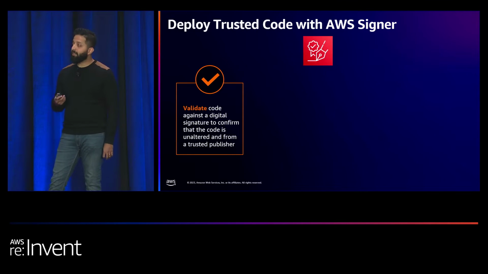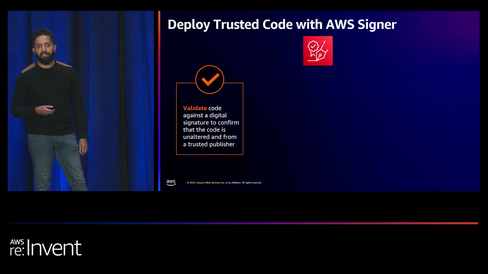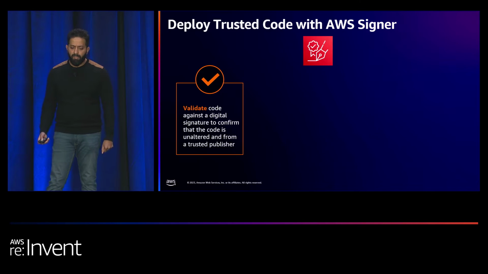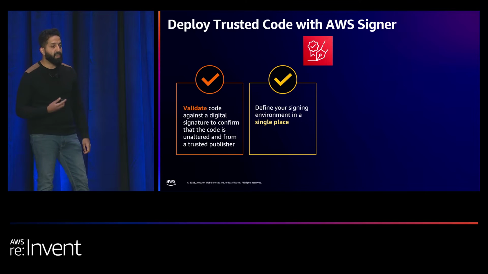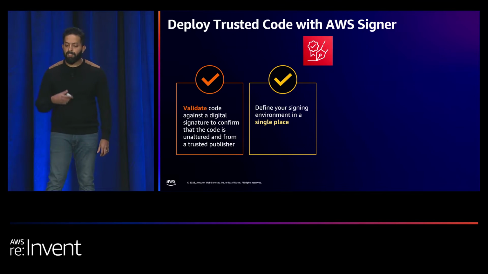With Signer, you can digitally sign packages that you intend to deploy in your Lambda functions as well as your IoT devices. You can also use it to sign container images stored in a container registry, such as Amazon ECR. From a security administration perspective, it gives you a single place to define your signing environment, including the permissions needed in terms of IAM roles of who can sign the code and in what regions.